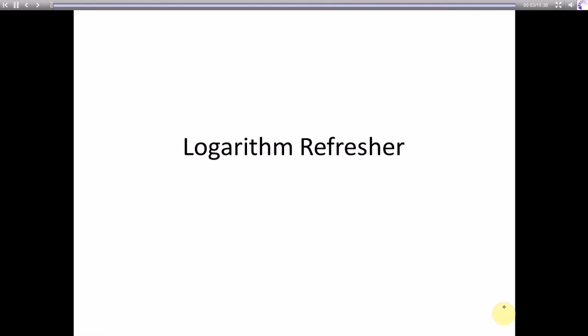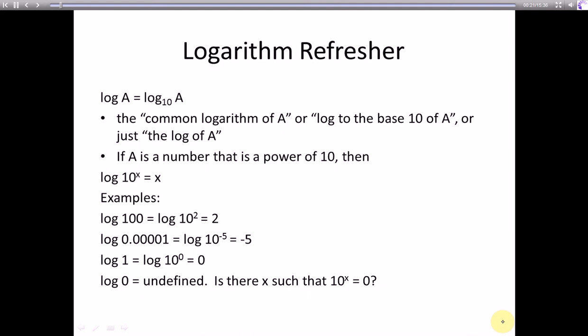Today we're going to review logarithms. We're going to need to know how to use logarithms for some of our calculations in kinetics and also for calculations when we start looking at equilibria and in particular pH. Let's start with just the basic idea of what logarithms are.